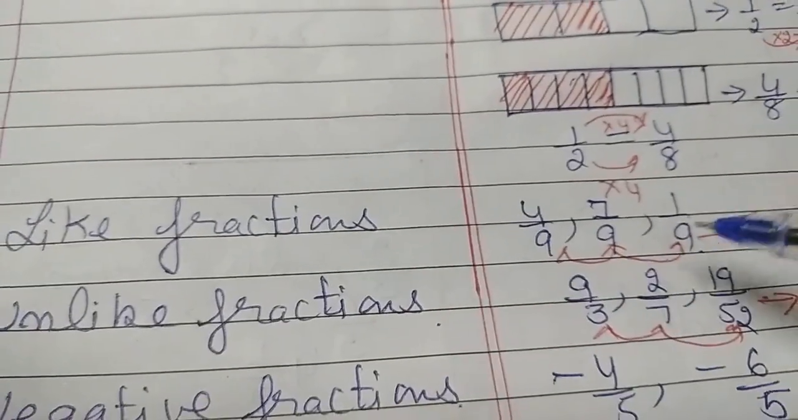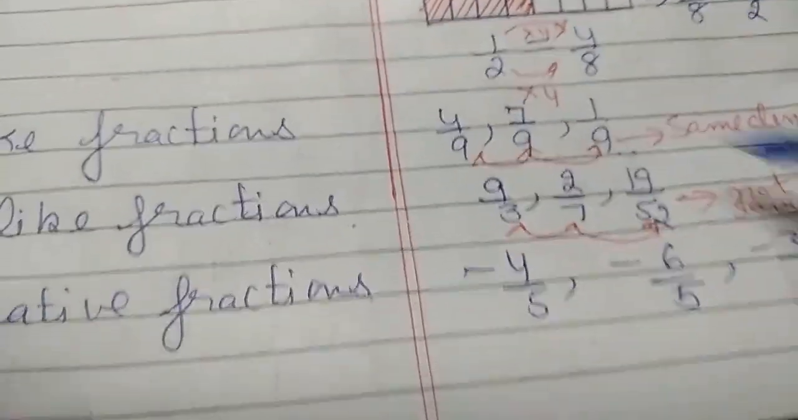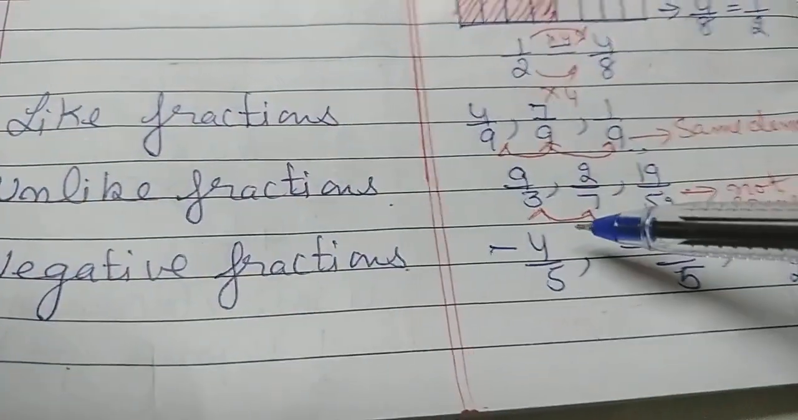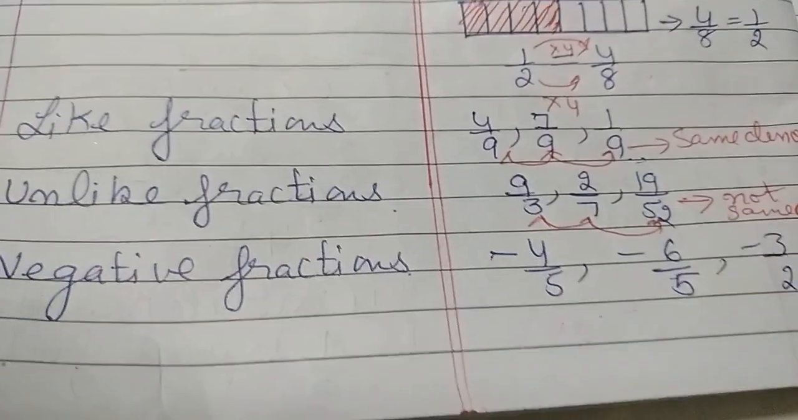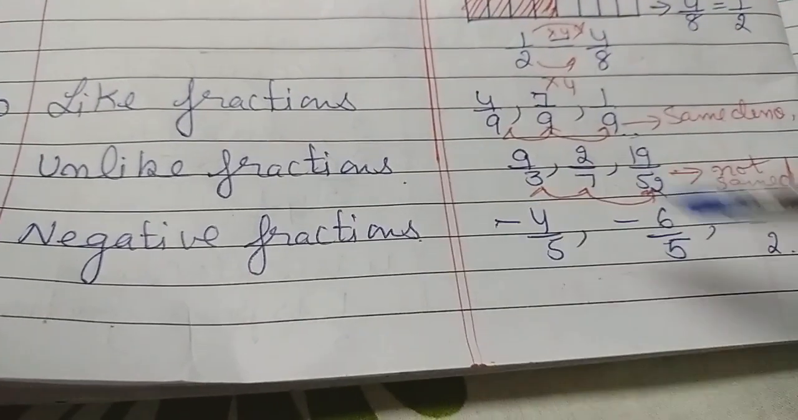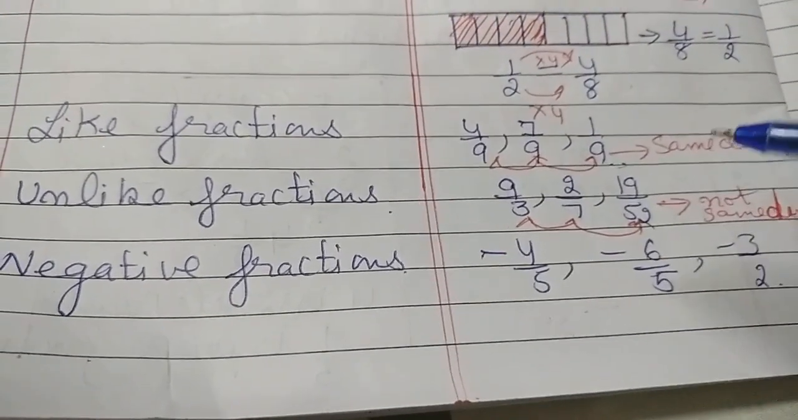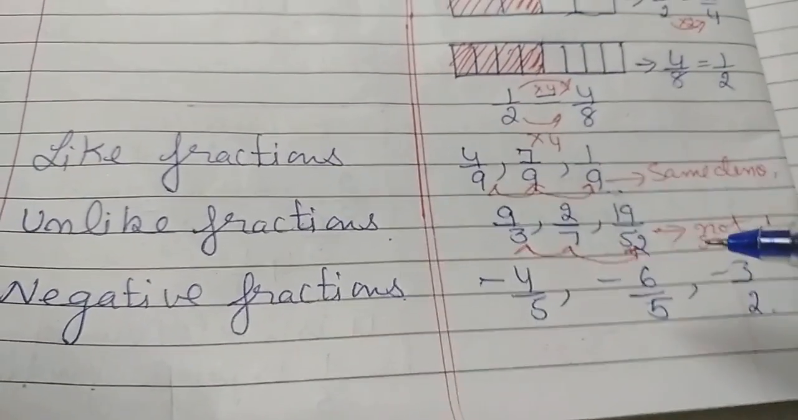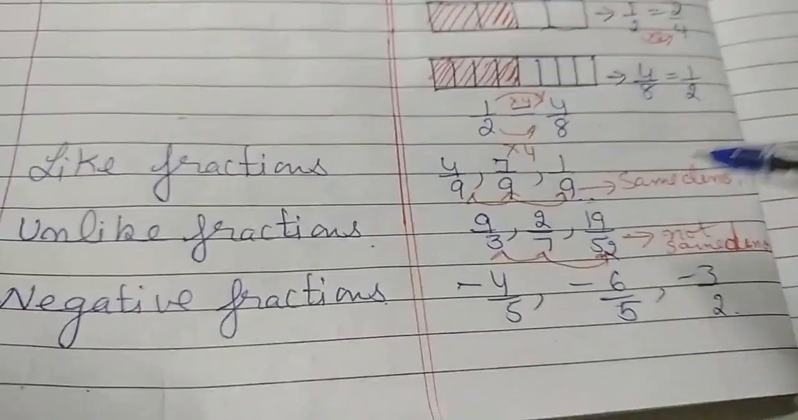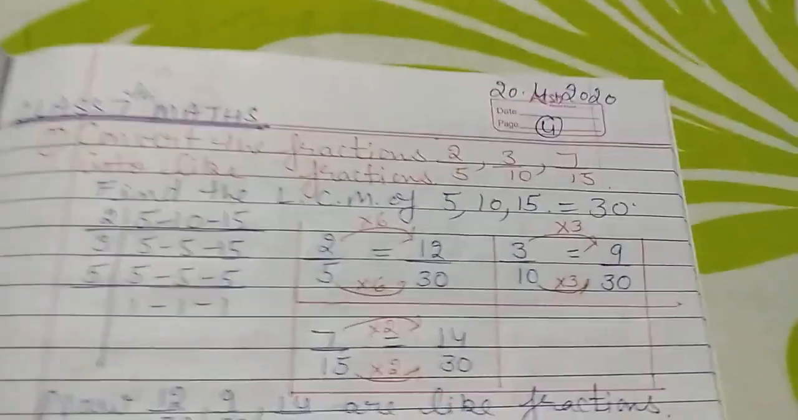Next is like fraction. If any fractions have the same denominator, we call them like fractions. Unlike fraction means if the denominator is not the same. Negative fraction means if any fraction has a numerator or denominator that is negative, we call that fraction a negative fraction.